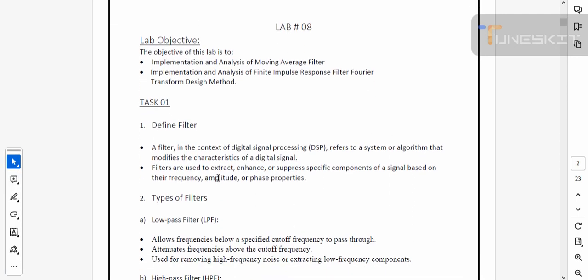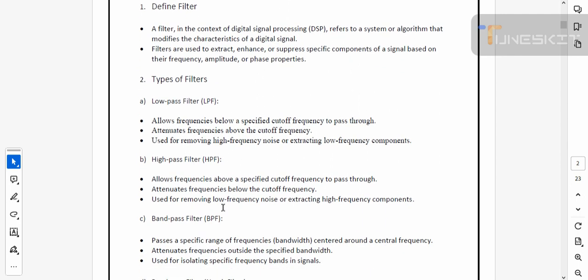A filter in the context of DSP refers to a system or algorithm that modifies the characteristics of a digital signal. Filters are used to extract, enhance, or suppress specific components of a signal based on their frequency, amplitude, or phase properties. The second question is types of filters.